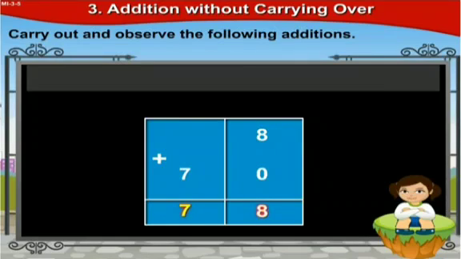Now the next sum. 75 plus 13. In the units column, 5 plus 3 is 8. In the tens column, 7 plus 1 is 8. So the answer is 88.